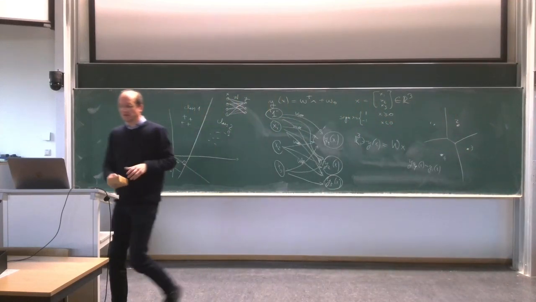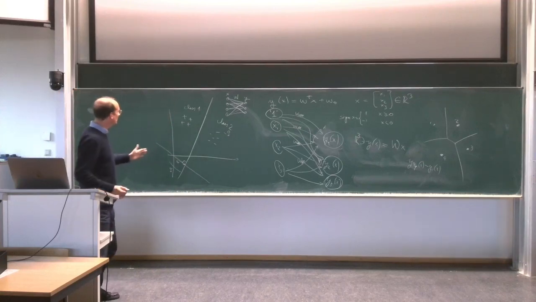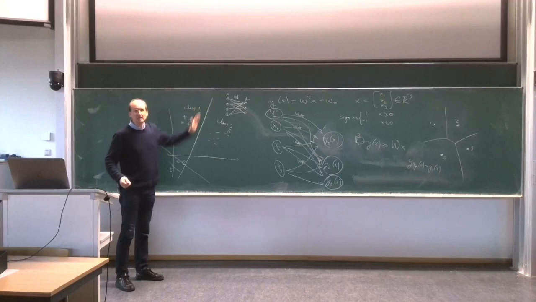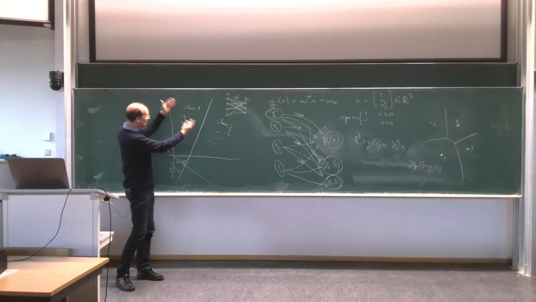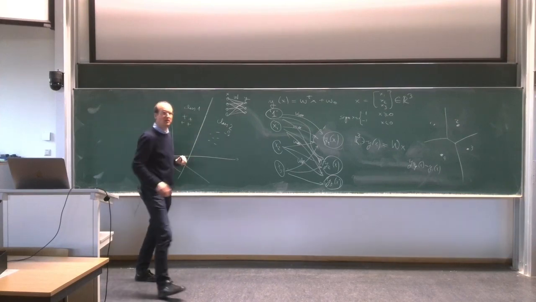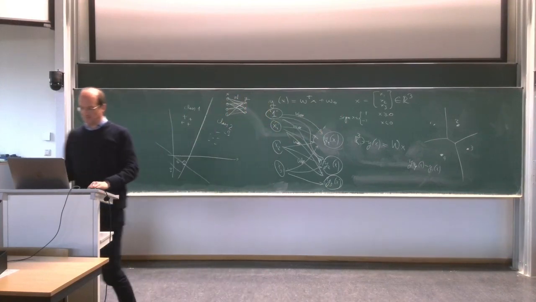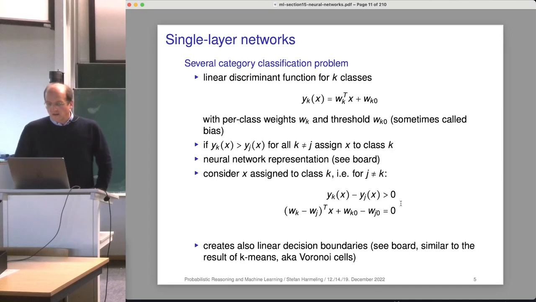Okay? So what would the multi-class thing be? The two-class thing is just a straight line, and with an expert view on this one, you see this is also two Voronoi cells, right? But they are very simple. And if you have more classes, basically the thing looks like that one, which is also the result of k-means.